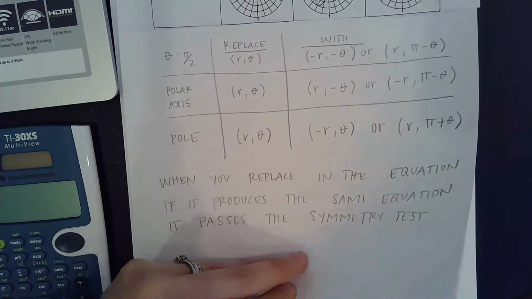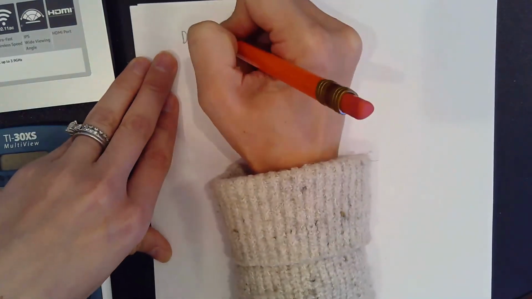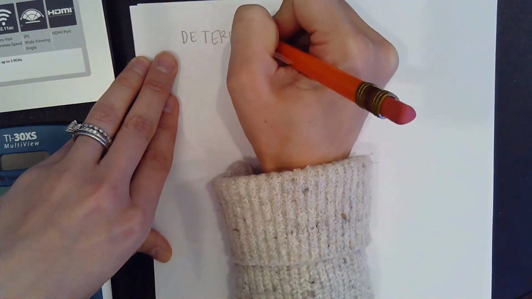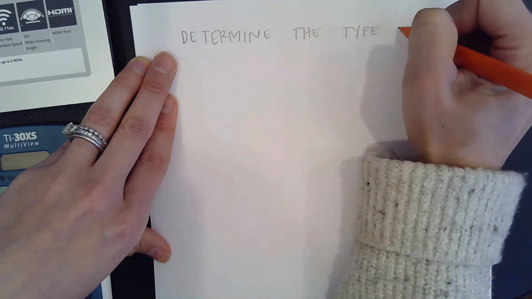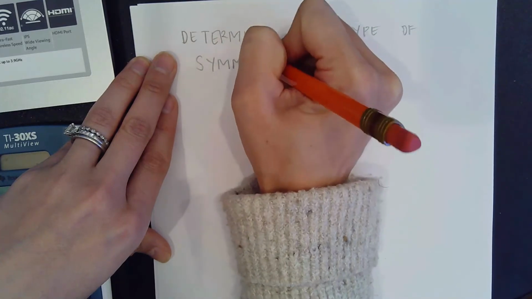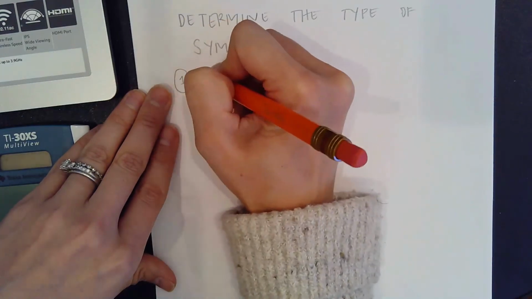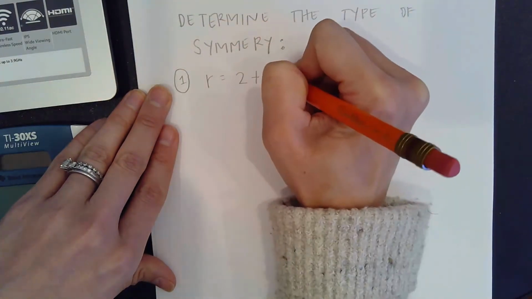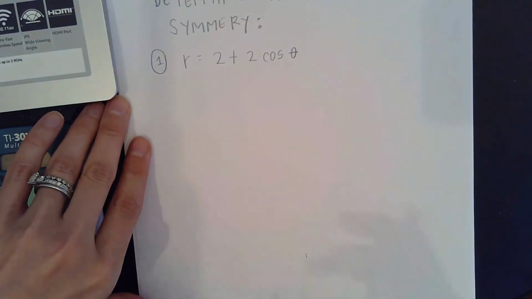Okay, so let's look at some. And this is all I want you to do for this homework here. So for homework 2, all I want you to do is determine the symmetry. Okay, so determine the type of symmetry.